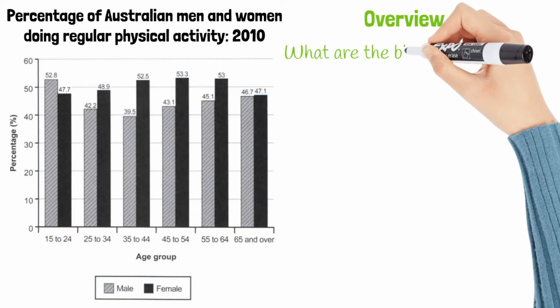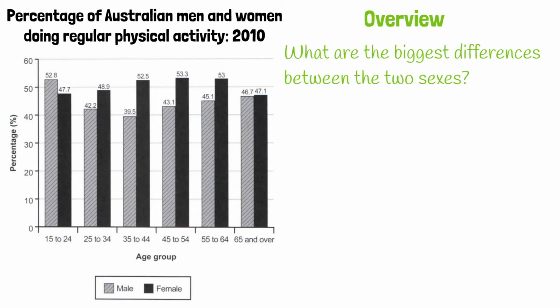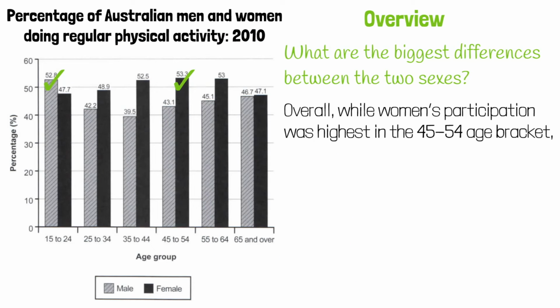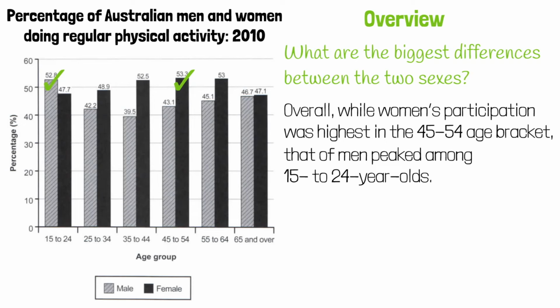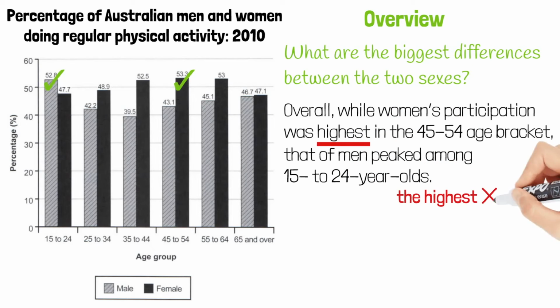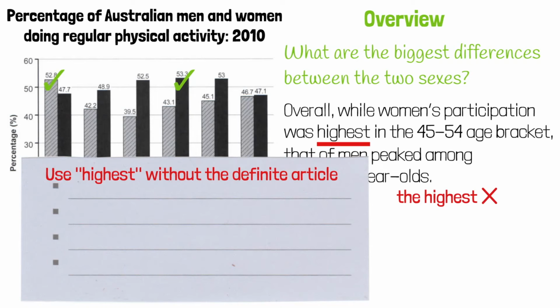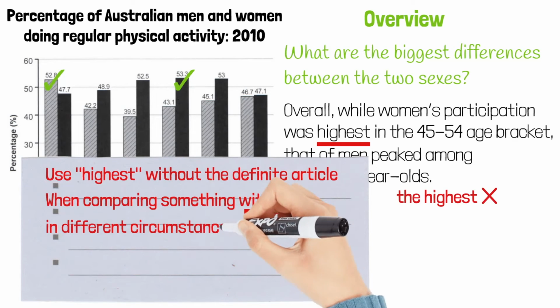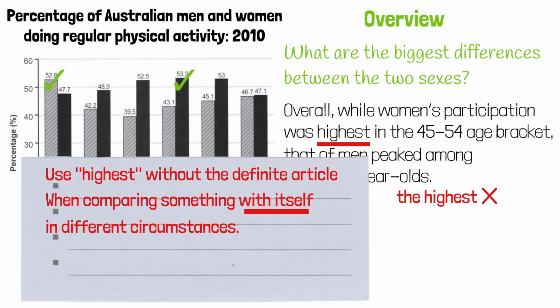Ask yourself, what are the biggest differences between men's participation rate and that of women? They peaked in different age groups, didn't they? Overall, while women's participation was highest in the 45 to 54 age bracket, that of men peaked among 15 to 24-year-olds. Note that here we need to use highest, not the highest. We tend to use highest without a definite article when we compare something with itself in different circumstances. That is to say, we don't use the definite article when we are comparing the same thing.